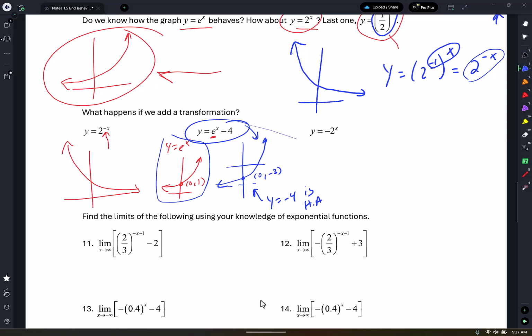So if they were to ever ask you, because they will, the limit as x approaches negative infinity of e to the x minus 4, without dropping a beat, I would like for you to say negative 4. If it was x minus 7, the horizontal asymptote would still be the same, because my horizontal asymptote of the original is y equals 0, and then you just shift it.